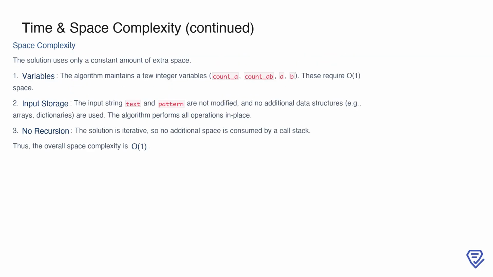Now let's examine the space complexity. The solution operates with a constant amount of extra space. Specifically, it uses a few integer variables like count_a, count_b, and the characters a and b, all of which require O(1) space. The input string text and the pattern are not modified, and no additional data structures, such as arrays or dictionaries, are created. This means the algorithm performs all its operations in place. Furthermore, since the solution is iterative and does not use any recursion, there is no additional memory allocated for a call stack. As a result, the overall space complexity of the solution is O(1), as the memory usage does not scale with the size of the input.